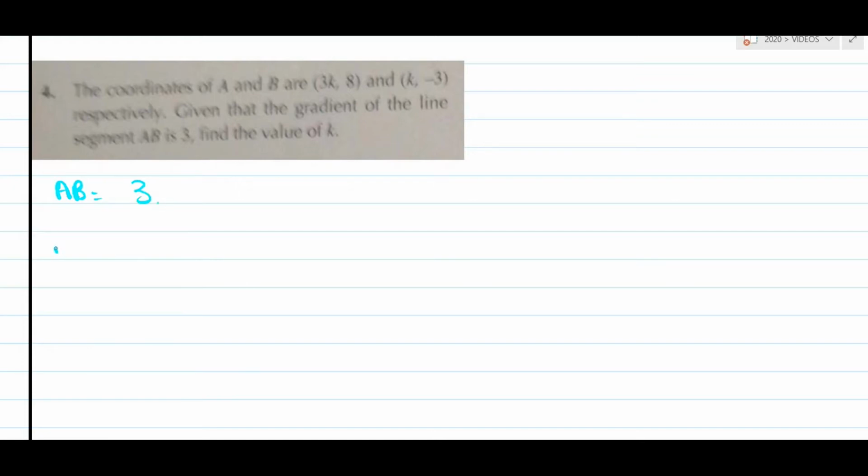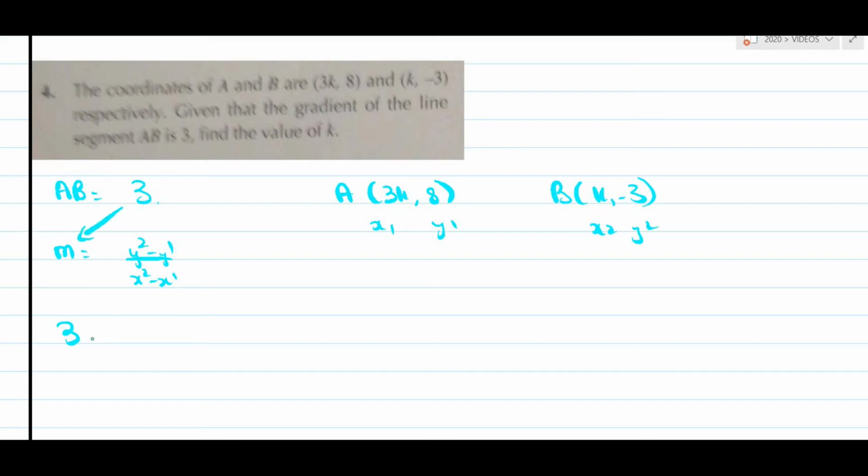Now the formula for gradient is m equals y2 minus y1 upon x2 minus x1. The coordinates of A are 3k, 8 and the coordinates of B are k, minus 3. Just write x1 y1 and x2 y2. Now instead of writing m, write 3 because 3 is the gradient. And now plug in the coordinates, which are minus 3 minus 8 upon k minus 3k.